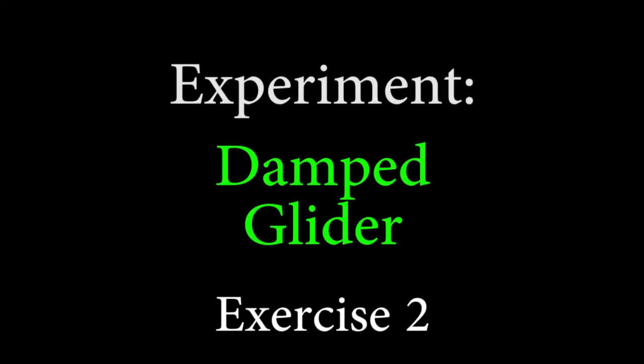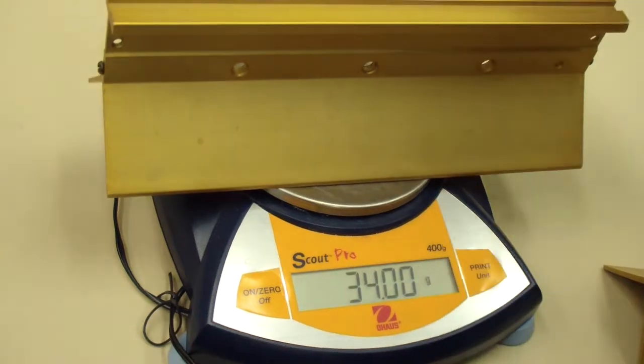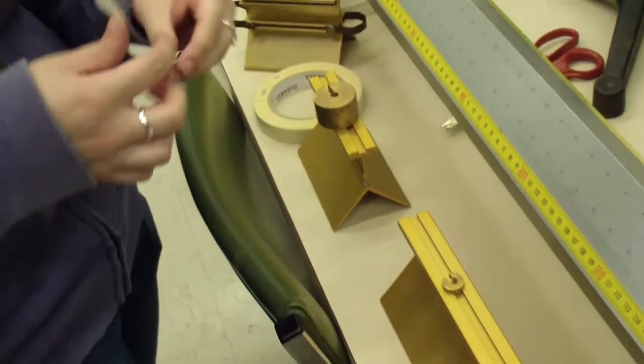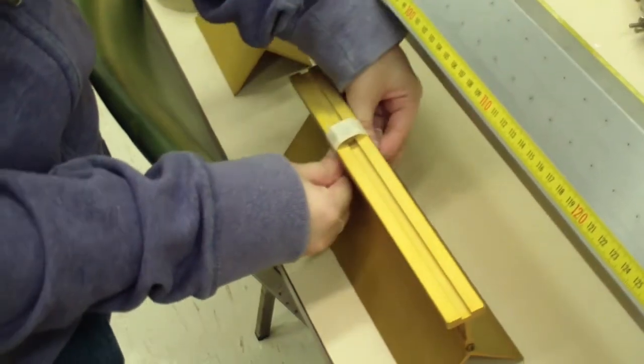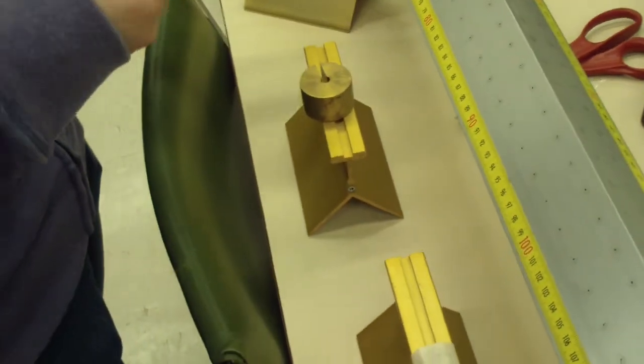In exercise 2, we'll be finding damping coefficients of underdamped systems at various air pressures and glider lengths. Select 3 gliders of different lengths and record their masses. Add masses to the gliders so that they're approximately equal. Note that the masses should be added to the top, not the side.